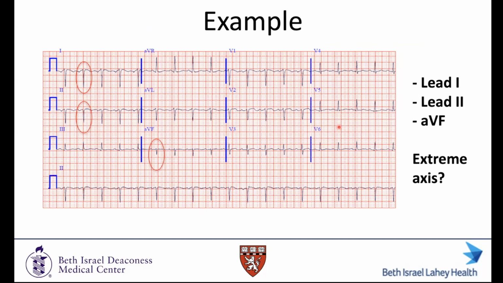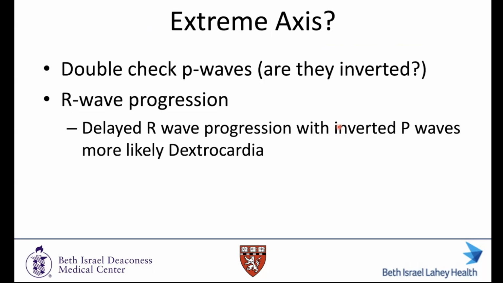So just to remind yourselves, if you suspect an extreme axis, double check your P waves, are they inverted? And then look at your R wave progression to see if there's any evidence of dextrocardia. If you don't see all of this, then it's probably a limb lead reversal. Jason, any other tips for quickly spotting limb lead reversal?